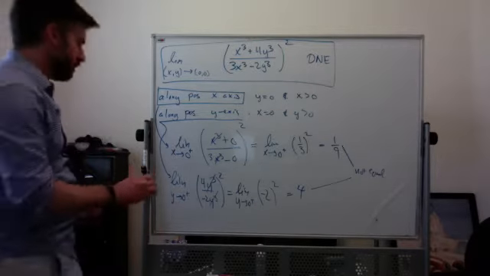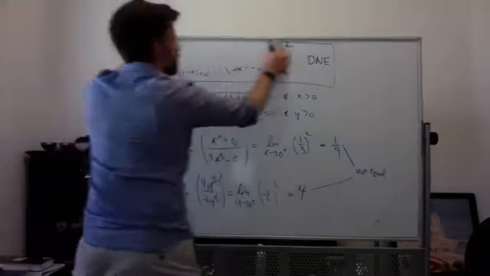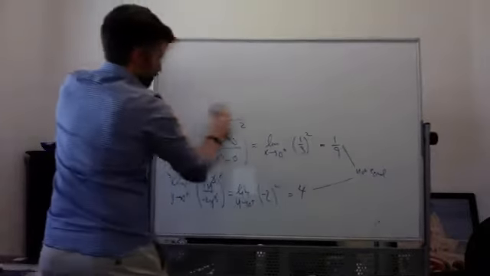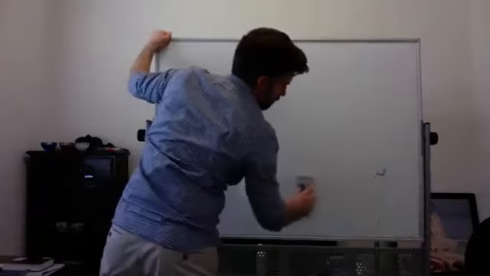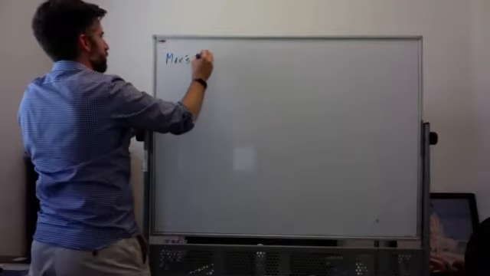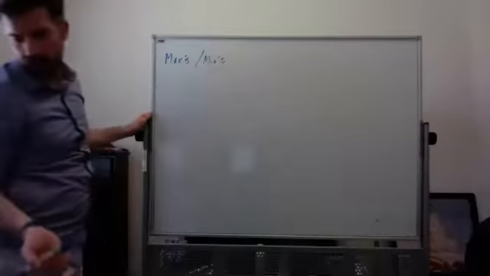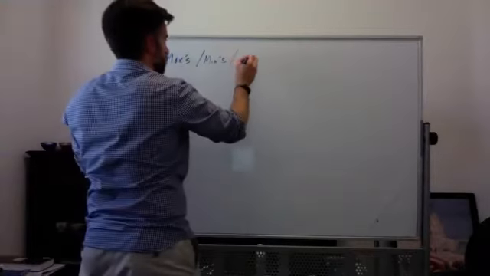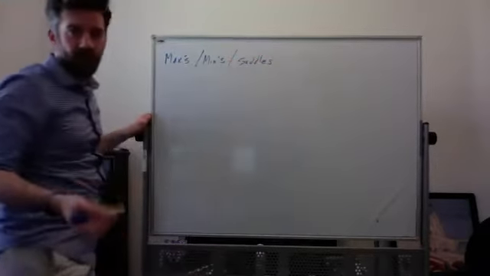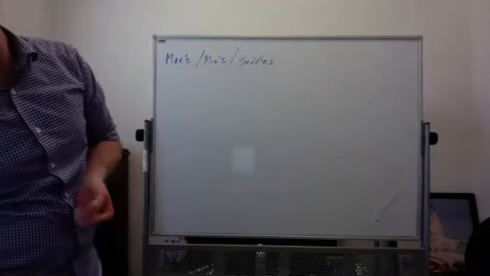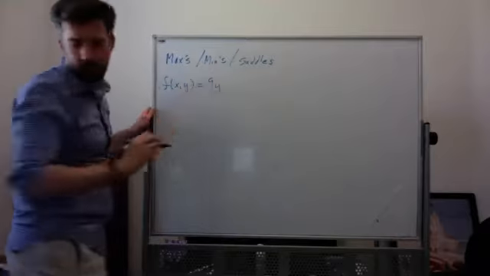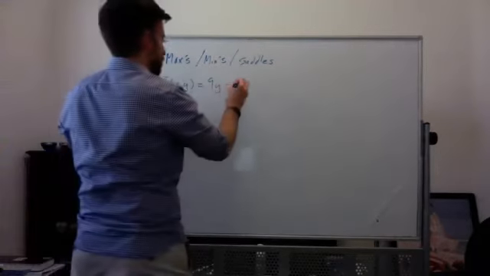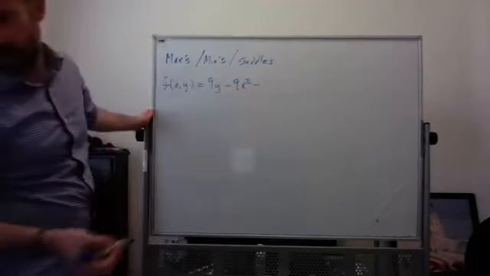Okay, yeah. So let's find the maxes and mins and saddles, right? I should really say find and classify all extrema for the function f of x, y equals 9y minus 9x squared minus x squared y.